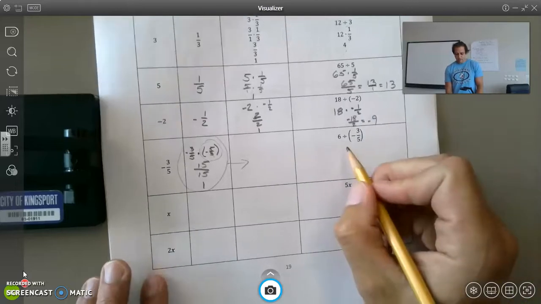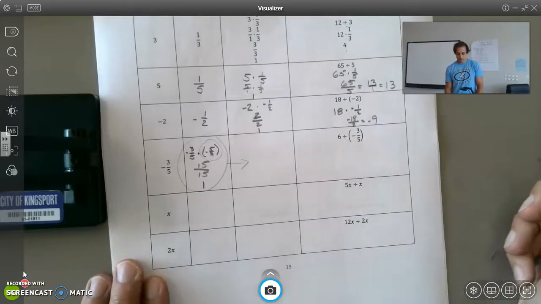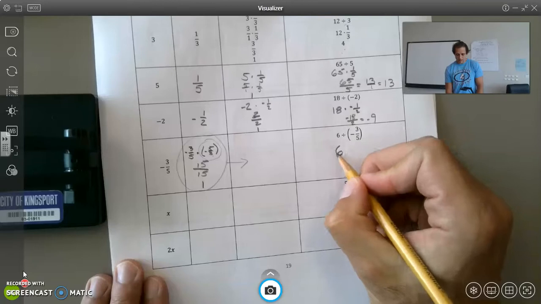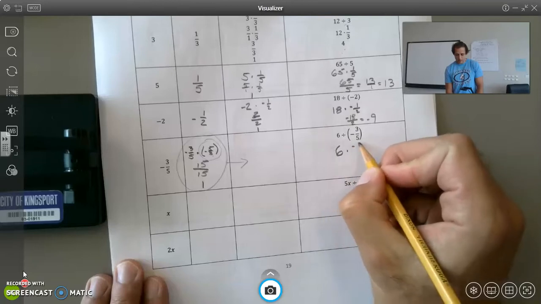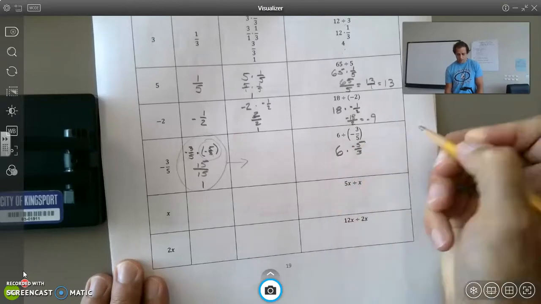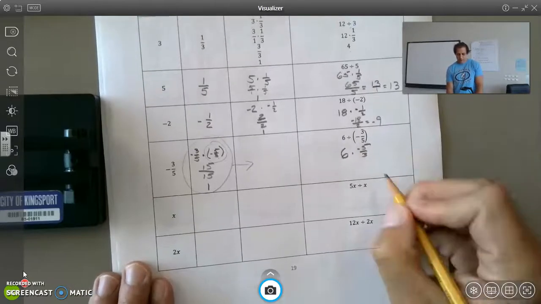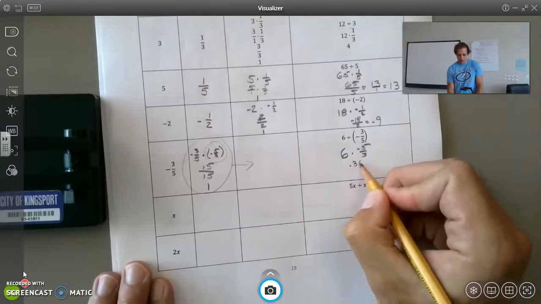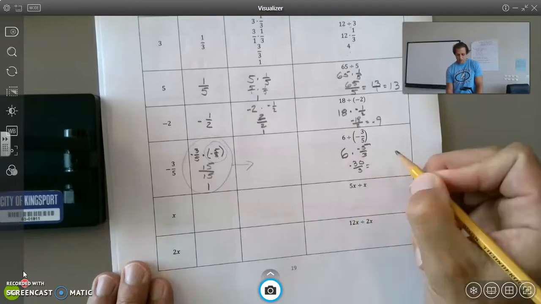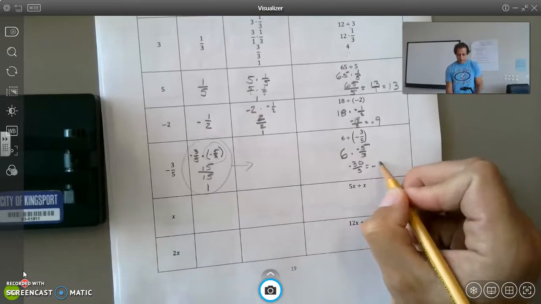All right. 6 divided by -3/5. I can write that as 6 times -5 over 3. This would be -30 over 3, which is equivalent to, excuse me, -10.